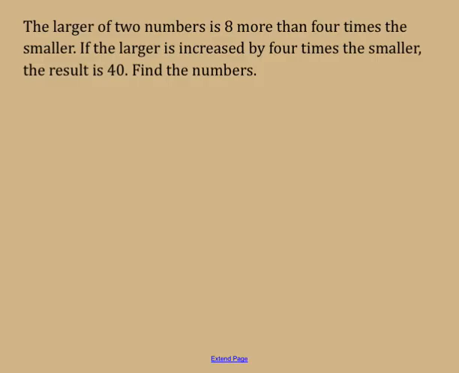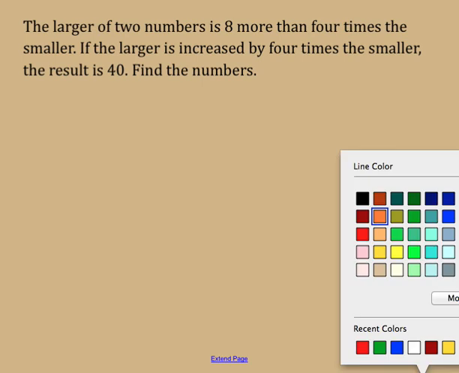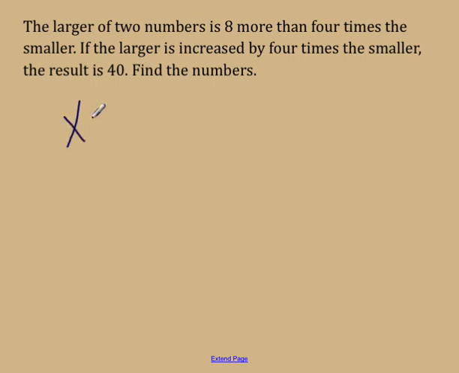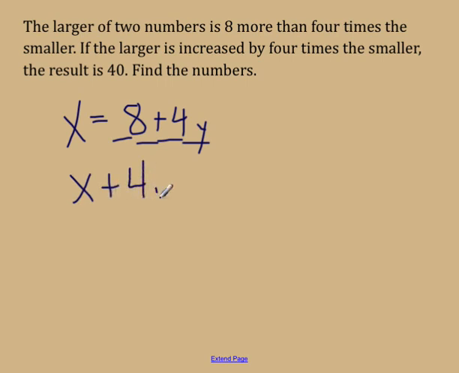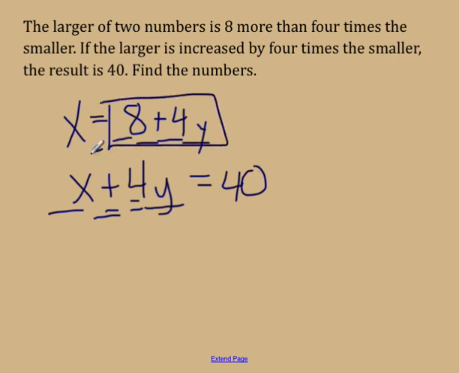Okay, so let's go ahead and get this last word problem set up, and then I want you to solve the last 2. So the larger of 2 numbers is 8 more. So the larger of 2 numbers, we'll call it x, is 8 more, so it's going to be 8 plus 4 times the smaller. Okay, so 8 more than 4 times the smaller number. So y is the smaller number, x is the larger number. If the larger number is increased by 4 times the smaller number, increase means add, the result is 40. So there's your system right there. So this is already solved for x, so you can substitute it into x down there.